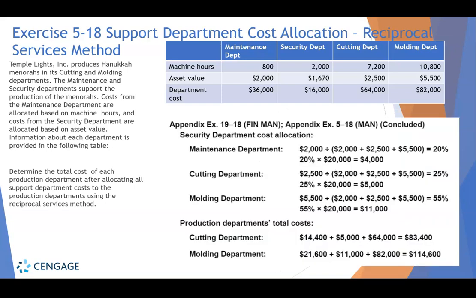So guys, there you have it. Oh, did I do something wrong here? Ultimately, this shows you the breakdown of the costs being allocated and then your total costs for the two production departments.